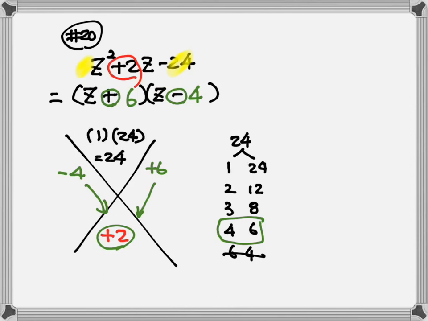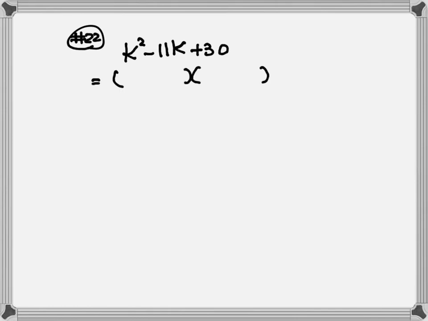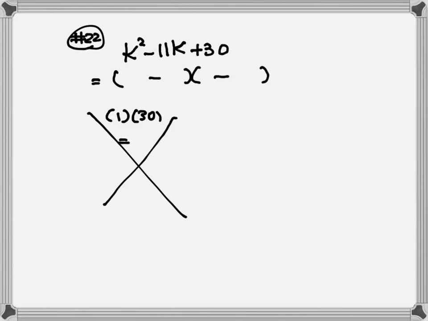Okay, now let's look at number 22. Number 22, we have k squared minus 11k plus 30. So here we're going to use equation number 2, so the formula will be minus and minus. After that, take the big X. Going to take my first number, multiply my last number, equal to 30.